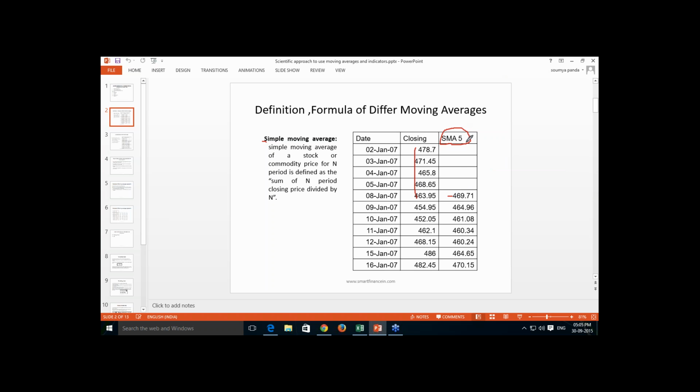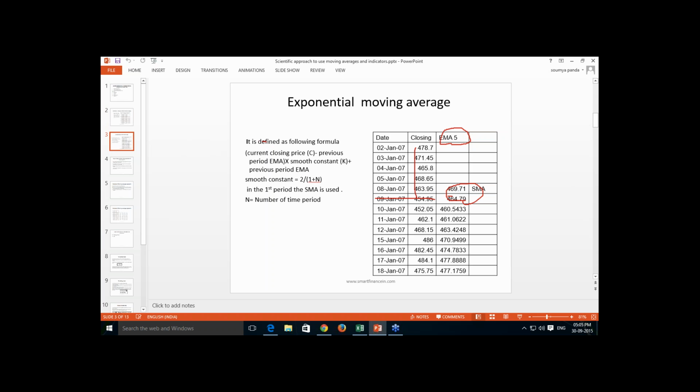If I say simple moving average 5 on 8th January, this says that though trades have happened from 2nd January to 8th January, the majority of the traders have executed the trade at 469 rupees and 71 paisa. That is the meaning of a 5-day simple moving average. Similar is the meaning for the 10-day simple moving average.